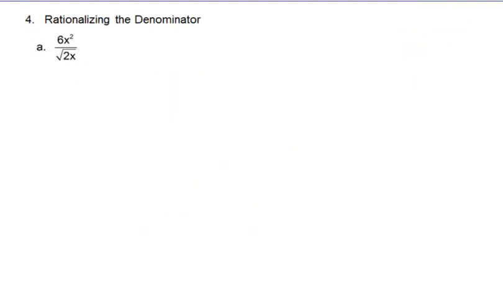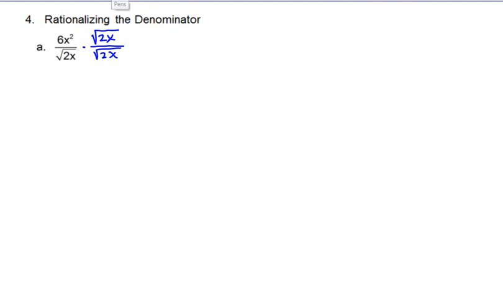The next section we're going to look at is rationalizing the denominator. It's conventional in algebra to not have a radical in the denominator whenever possible. So we have 6x squared divided by the square root of 2x. To get rid of a radical, we can multiply it by itself. So in the denominator, we multiply by the square root of 2x, and we have to do the same in the numerator, square root of 2x, because what we're effectively doing here is multiplying by 1.